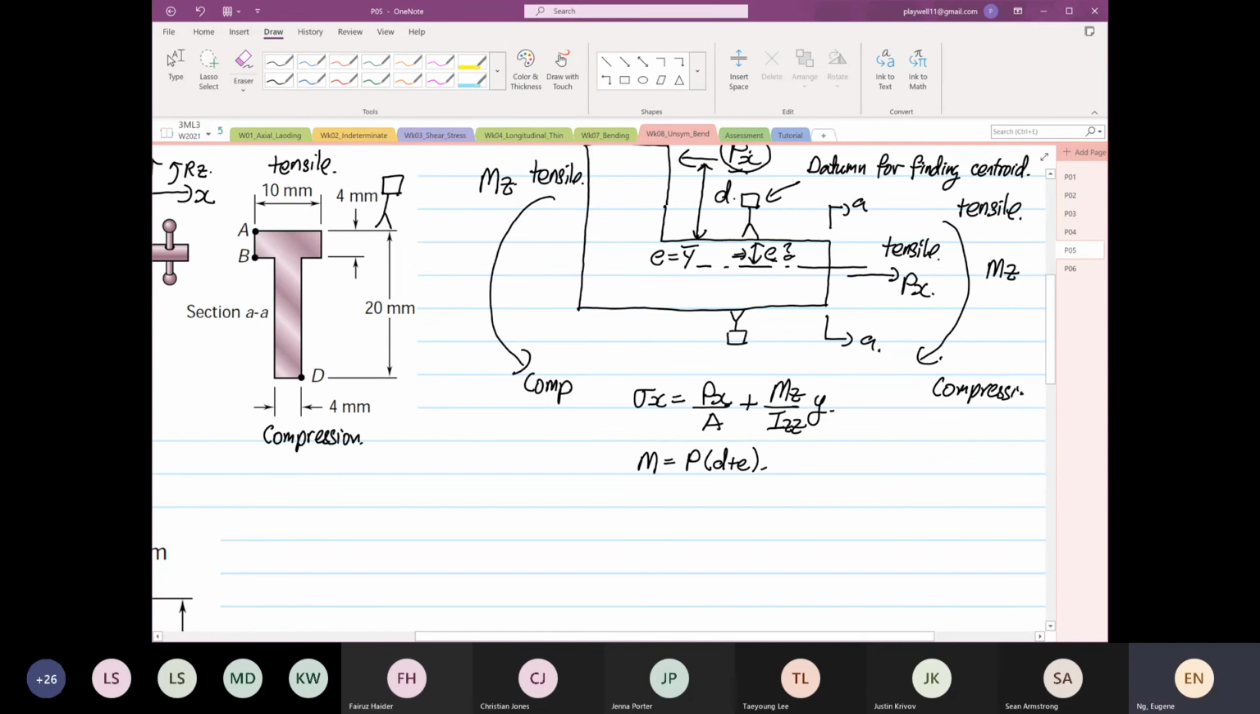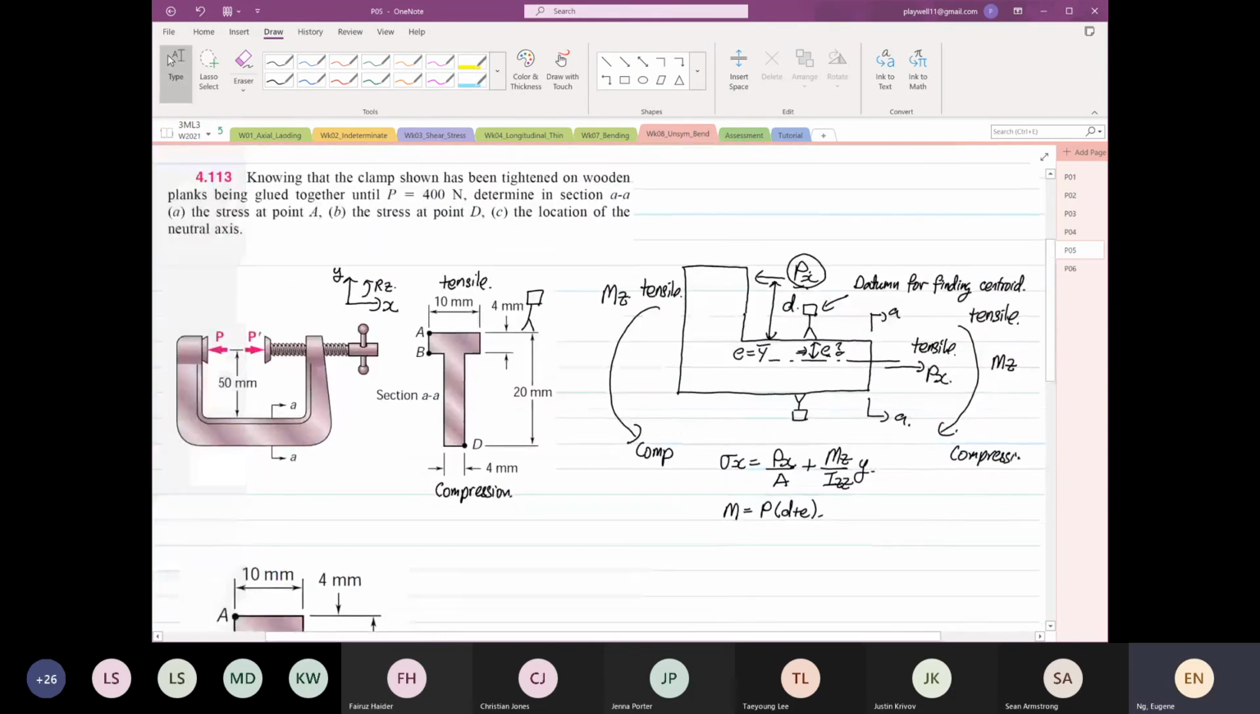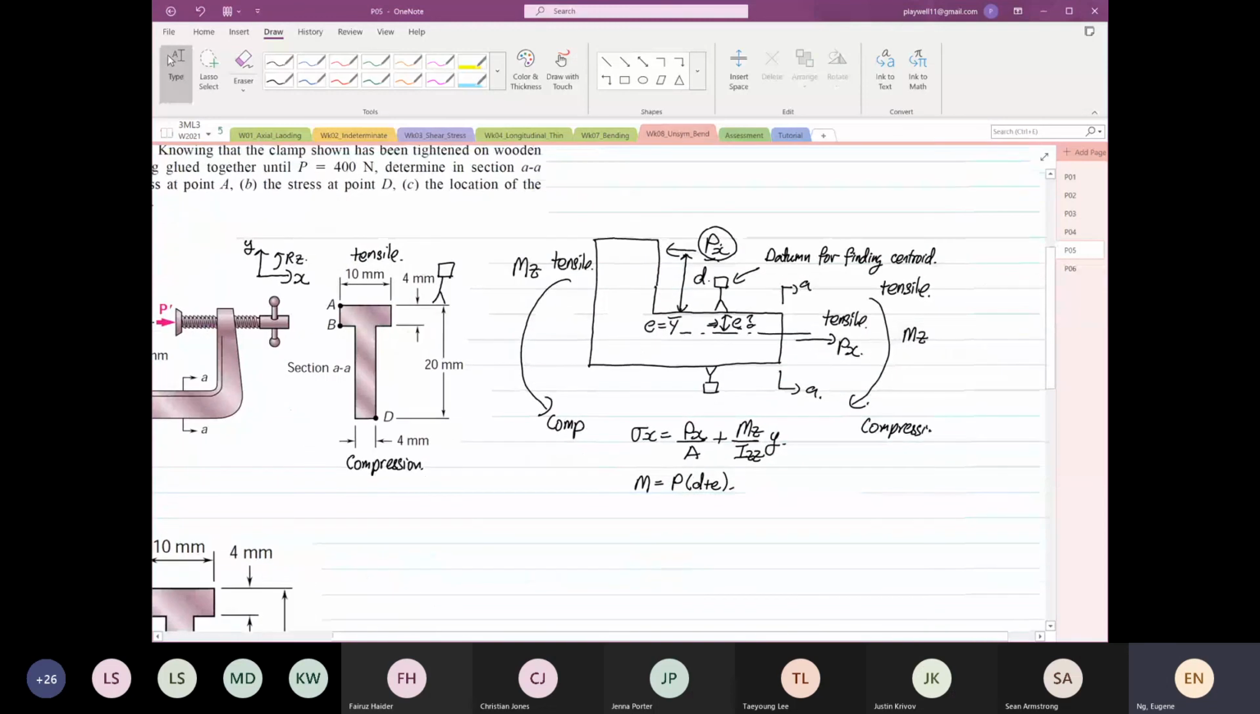So in fact, if you look at our analysis, this diagram we've drawn is the analysis of the entire problem. So we are able to identify that this is known as eccentric loading. Okay, this is known as eccentric loading. So now we know what formula to use.